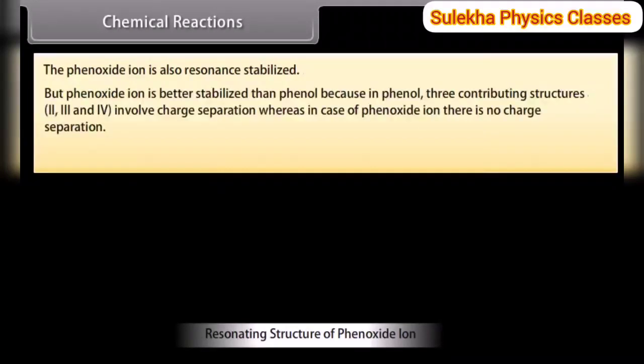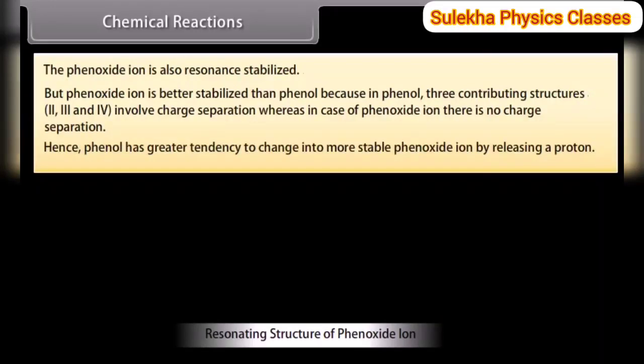But phenoxide ion is better stabilized than phenol because in phenol, 3 contributing structures that are second, third and fourth involve charge separation, whereas in case of phenoxide ion, there is no charge separation. Hence, phenol has greater tendency to change into more stable phenoxide ion by releasing a proton.